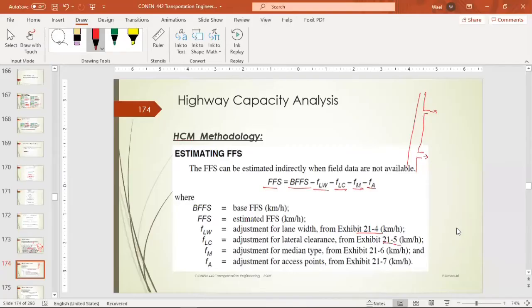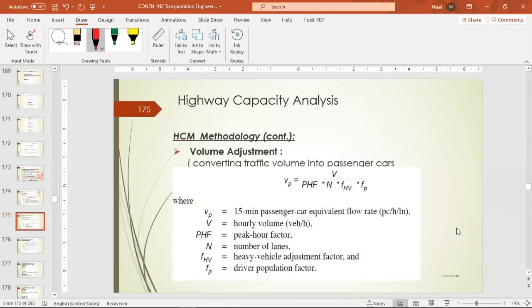Clear, Doctor. Good. So once we estimate the free flow speed, then we go to converting the volume into passenger cars. How do we do that? We have the total volume divided by the peak hour factor, divided by the number of lanes, divided by the adjustment factor for heavy vehicles, and divided by FP. What are these factors? vp is basically the 15-minute passenger car equivalent flow rate, in passenger cars per hour per lane. V is the hourly volume observed. PHF is the peak hour factor that we calculated before. N is the number of lanes in that direction.